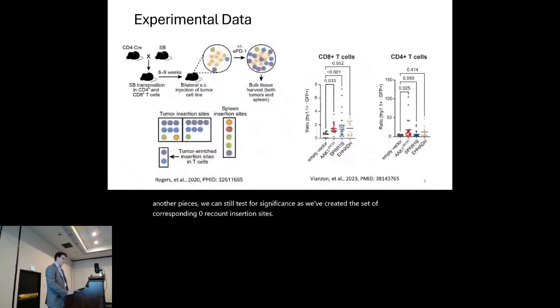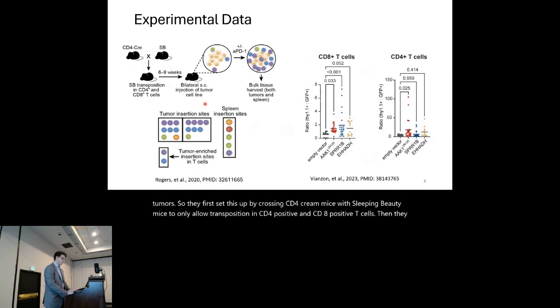In creating NetCIS, we needed a case control Sleeping Beauty screen to build NetCIS with. So we sought to reanalyze Rogers's 2020 Sleeping Beauty screen that focused on identifying common insertion sites that enabled T cells to better traffic into solid tumors. So they first set this up by crossing CD4 Cre mice with Sleeping Beauty mice to only allow transposition in CD4 positive and CD8 positive T cells.